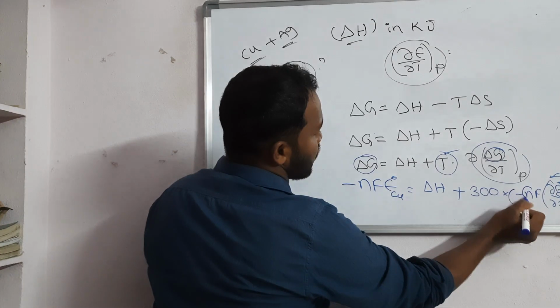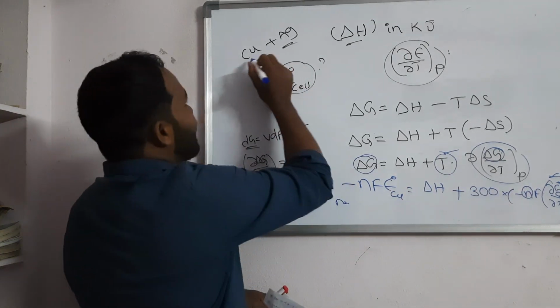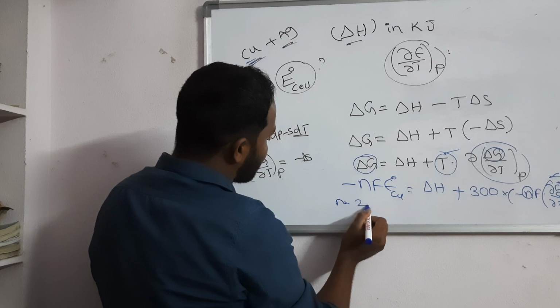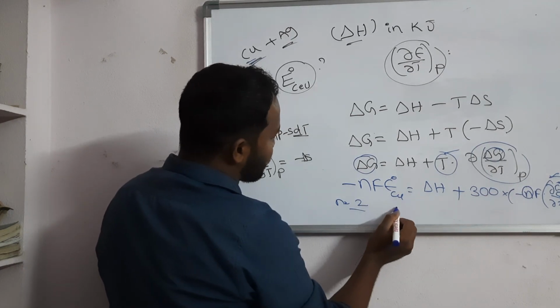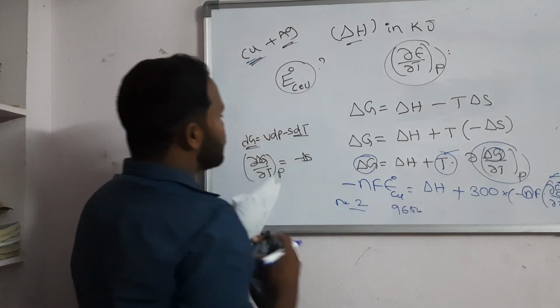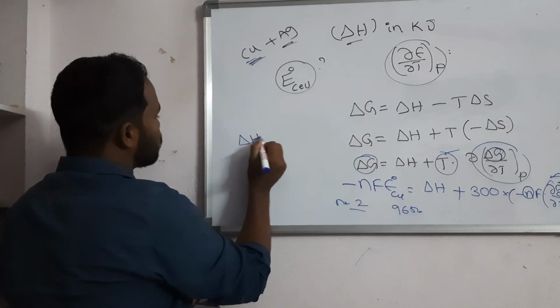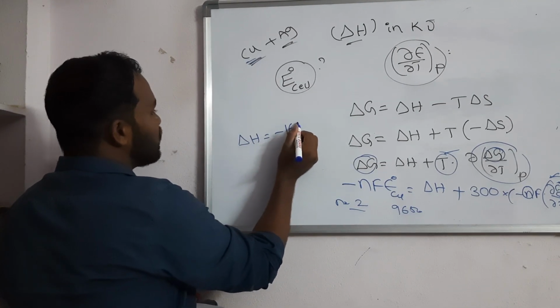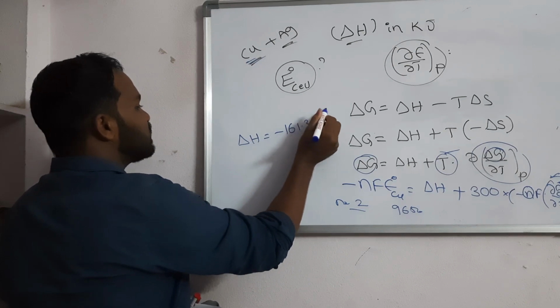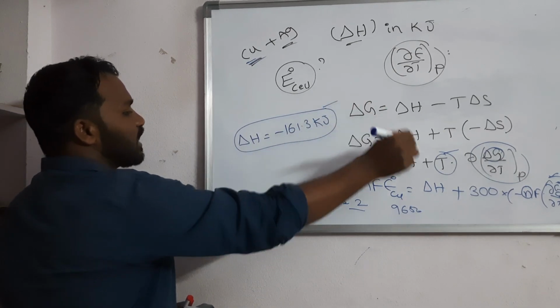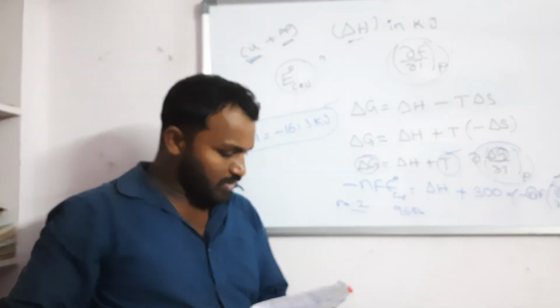Here you can write n is equal to 2, because if you balance the equation for copper and silver, you will get n is equal to 2, and by taking F is equal to 96,500, the answer you will get at the end is delta H is equal to minus 161.3 something kilojoules. This is almost what you will get after calculating.